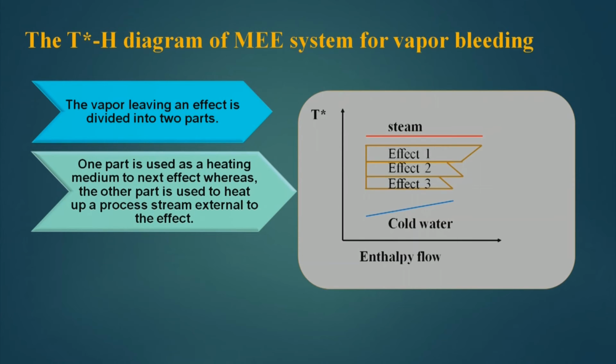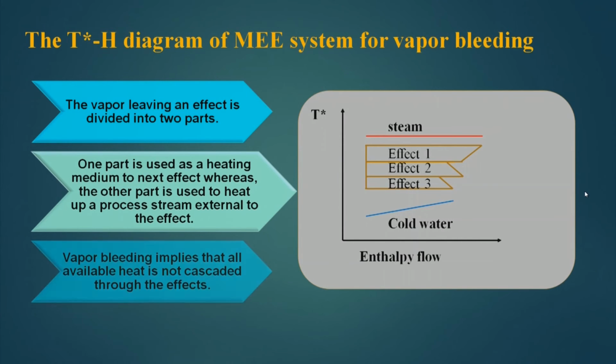If I am doing so, then my TH diagram will look like this, because this part of enthalpy is taken out as vapor bleeding. The vapor bleeding implies that all available heat is not cascaded through the effects. Obviously, if I take some heat out from the effect 1, the complete enthalpy will not be transmitted to the effect 2, and the same thing happens from effect 2 to effect 3. This is also operating within the temperature level of steam and cold water.